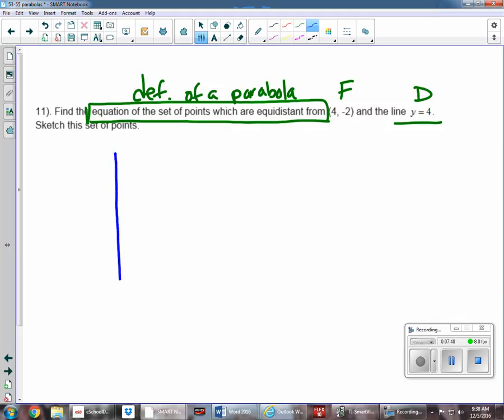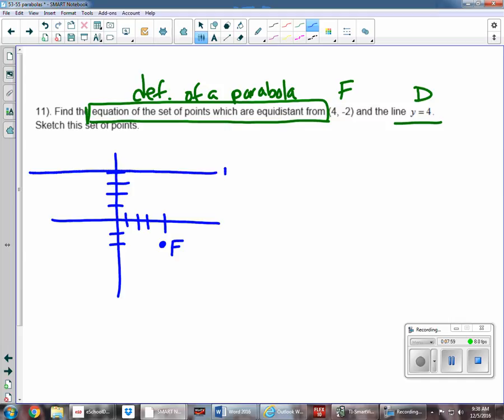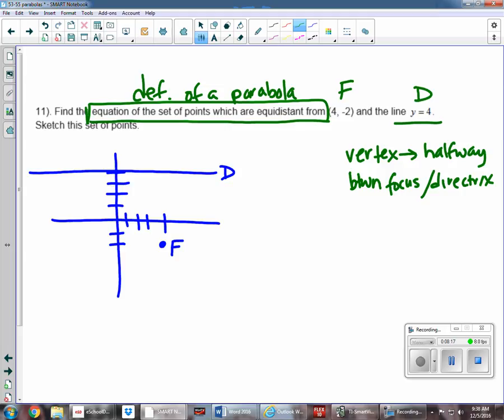Let's sketch it. If the focus is (4, -2), and the directrix is y equals 4, that means it's going to cross the y-axis at 4. We need to figure out what the vertex is. Remember that the vertex is halfway between the focus and the directrix. So the vertex would be, if this distance right here is 6 units, the vertex would be 3 up. 1, 2, 3. That vertex would be at the point (4, 1).